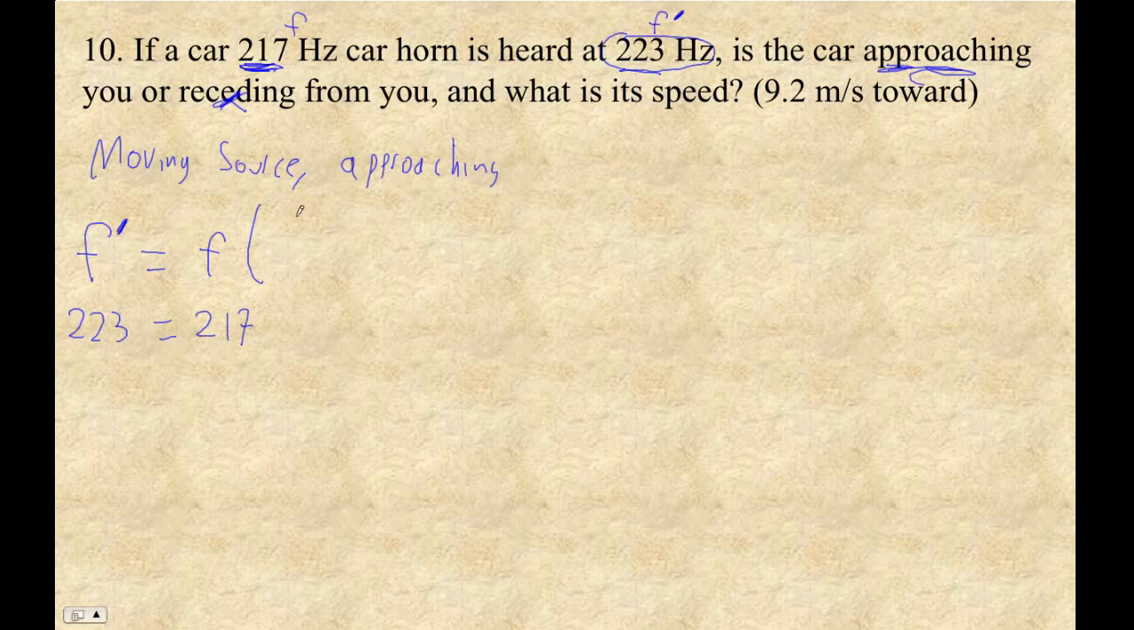And then here it's the velocity of sound over v. And then in this case, it's minus the velocity of the source, okay? Because it's approaching. Approaching gives you a minus there, okay? So I'm going to plug this in. That would be 343 divided by, what would that be? 343 minus the velocity of the source, right?